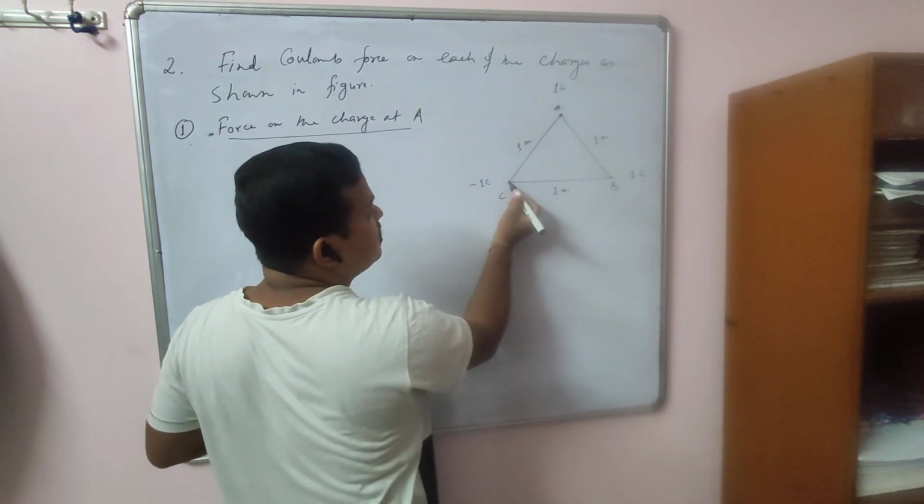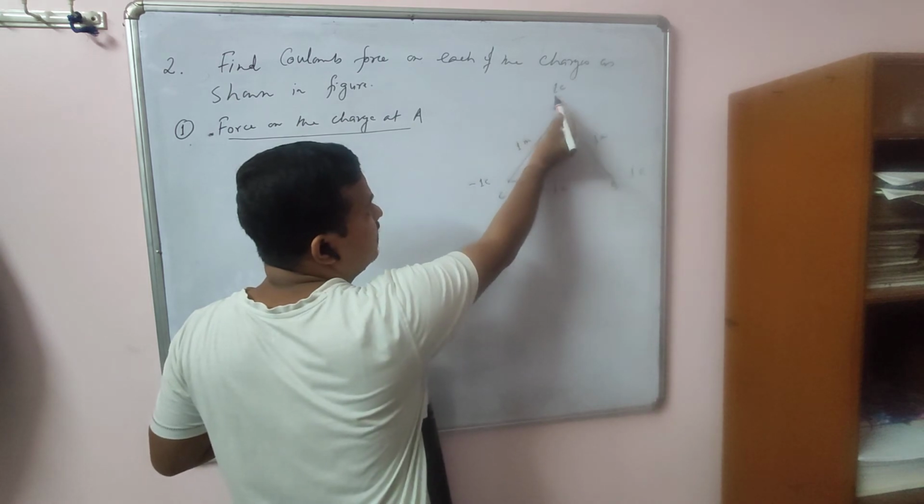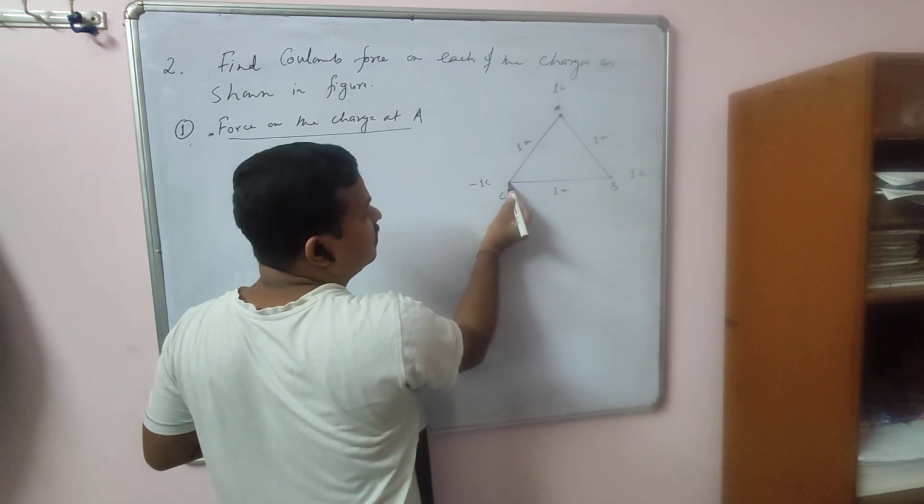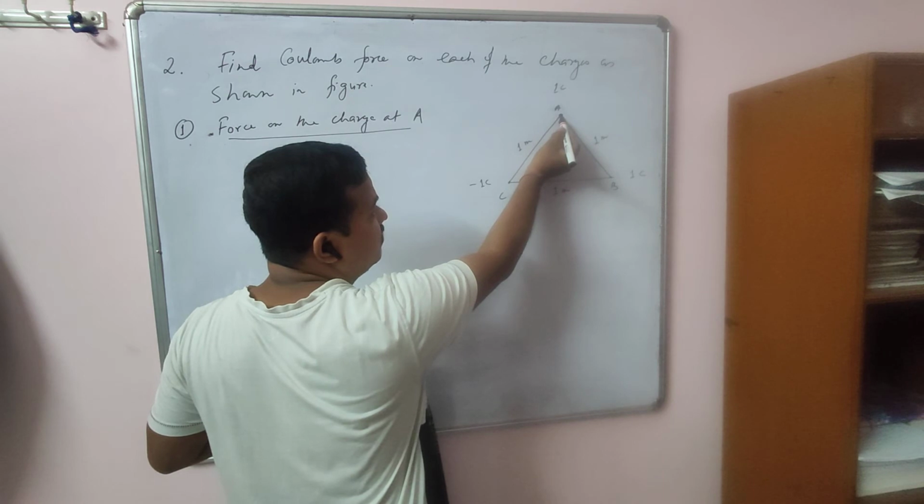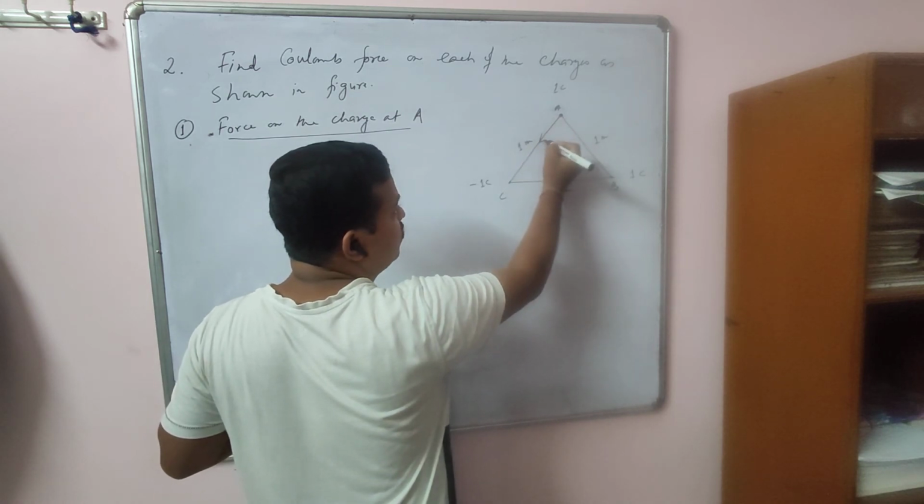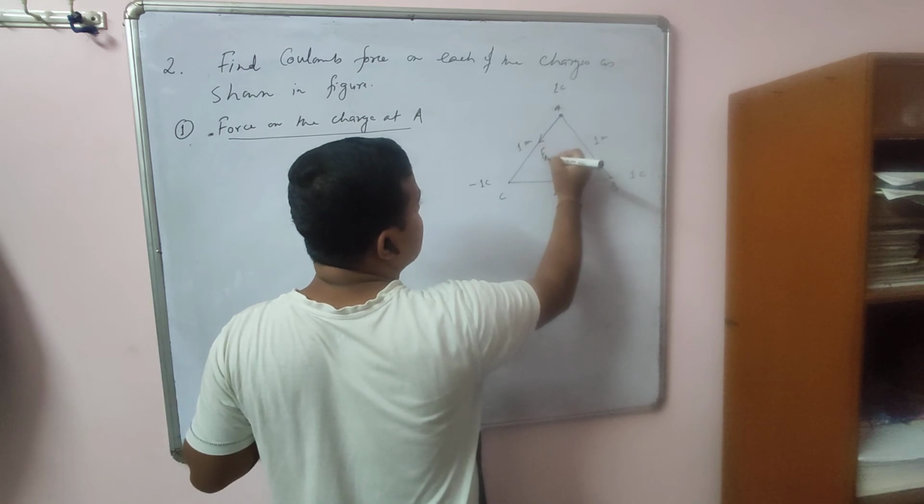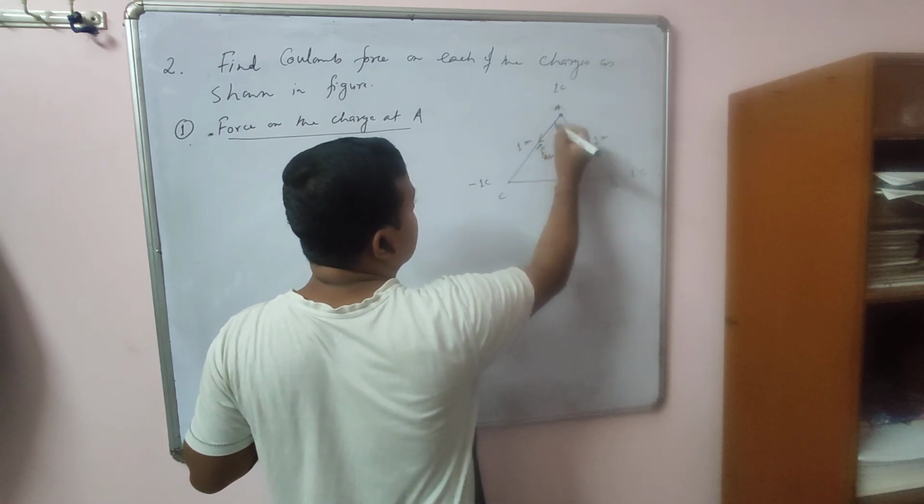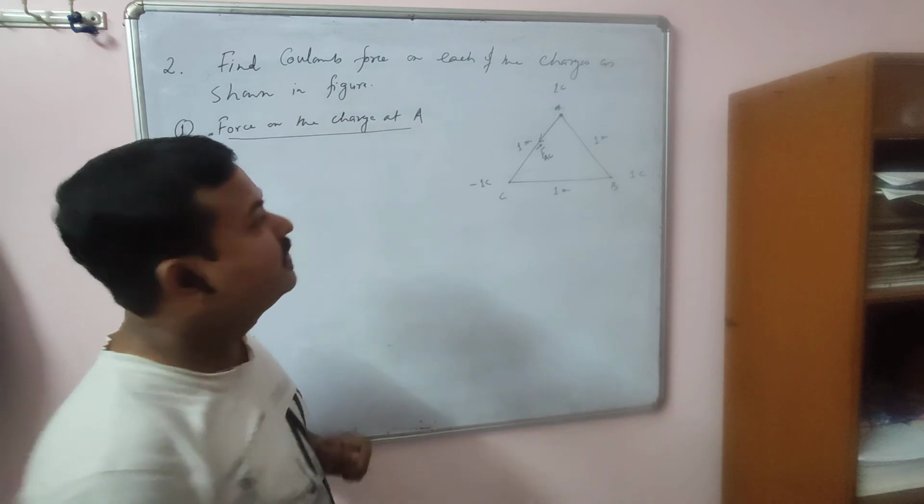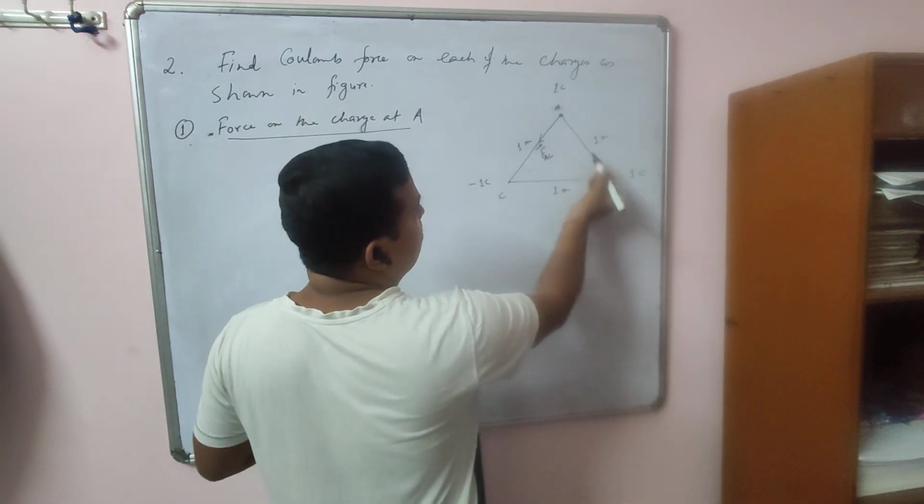Now, we have to find the force on this charge. Here is the 1 Coulomb charge, and this other one is negative, so it attracts this charge. Attract means it comes towards. So this is the force F AC. AC means force on the charge at A due to the charge at C. Now you find the direction due to this.